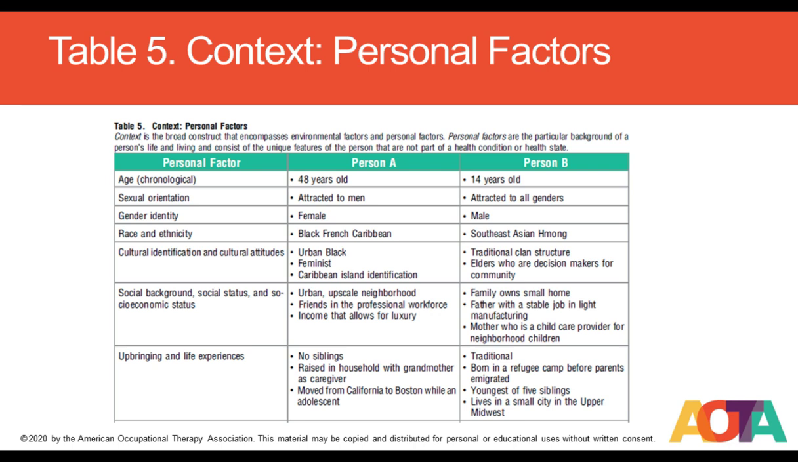And the personal factors are categorized as age, sexual orientation, gender identity, race and ethnicity, cultural identification and cultural attitudes, social background, social status, socioeconomic status, upbringing and life experience, habits, past and current behavioral patterns, education, profession, professional identity, and lifestyle. In the OTPF, we provide some examples of how persons may vary based on their own individual personal factors.